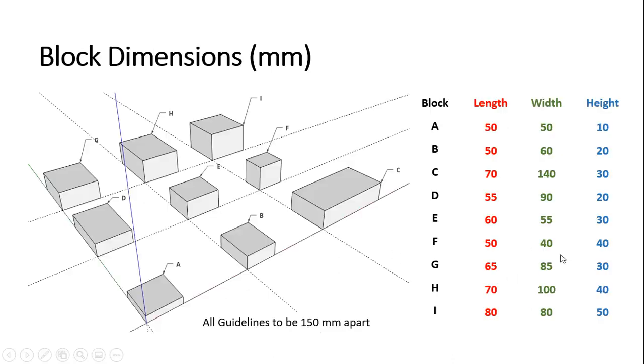So back to the matter of dimensions. Here we see the 9 blocks. I've labeled them A through to I. And I've given you a length, width, and height, and you'll notice the colors. The length is in red because we measure the length along the red axis. The width is green, we're going to measure that along the green axis. And the height is blue, we're going to measure that upwards in the direction of the blue axis. You'll notice here I've got the guidelines need to be 150 millimeters apart. Now, I'd suggest you either pause this video, write down the dimensions, maybe take a screenshot, or otherwise you're just going to have to follow along as I go through the exercise for you.